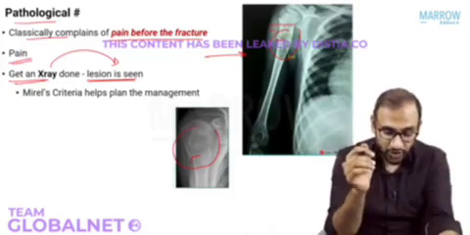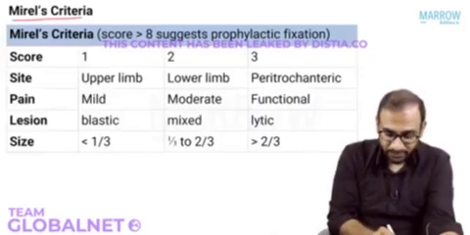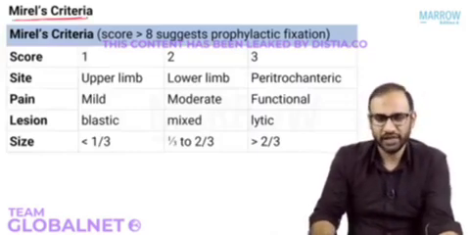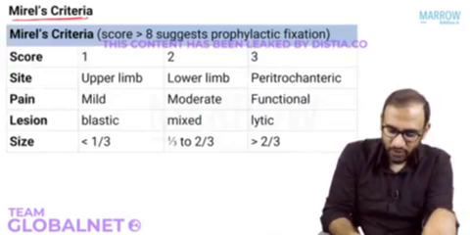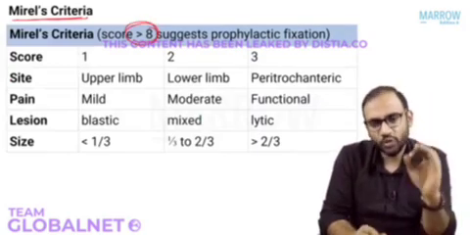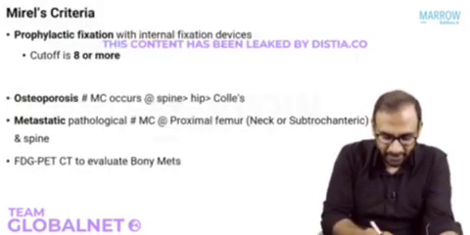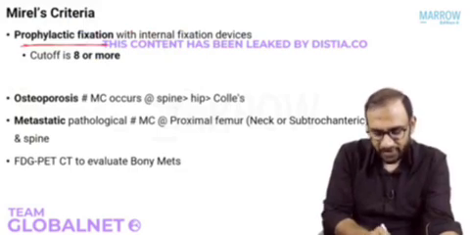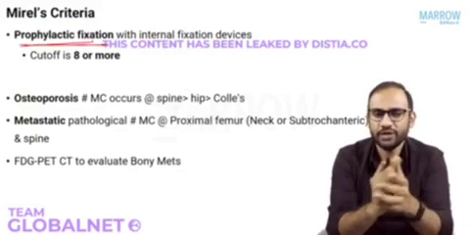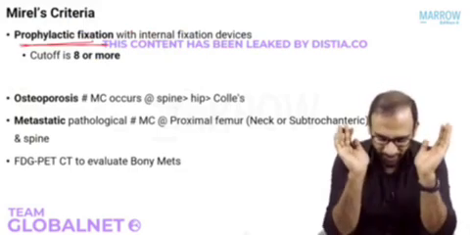With a criteria known as Merrill's criteria. Now, you don't have to remember the whole criteria. Just remember that the cutoff score is considered 8. If it is more than 8, you will go and prophylactically fix it. If it is less than 8, you will wait and watch. Okay? That is what you have to do.